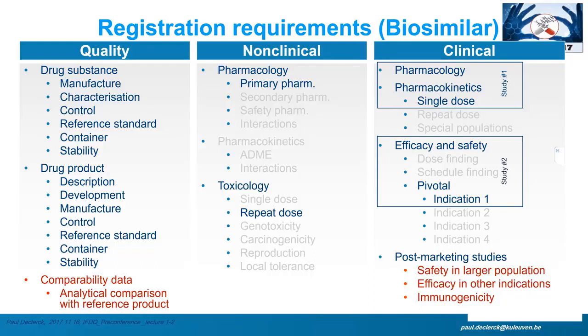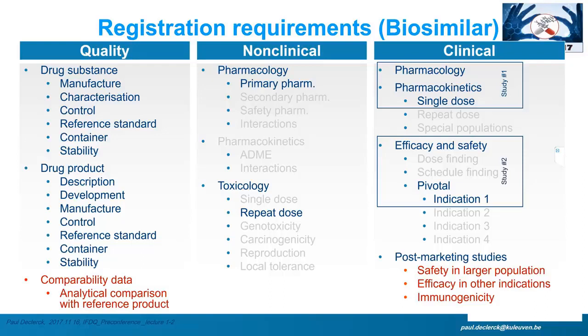And what may be important, and we will come back to that later, is that if we look at the clinical part, you may notice that it may be sufficient to demonstrate biosimilarity at the clinical level in one indication for which the reference product has been authorized, and for the biosimilar you may get approval for all the different indications for which the reference product has been granted an authorization. This is the concept of extrapolation, which will also be discussed later.